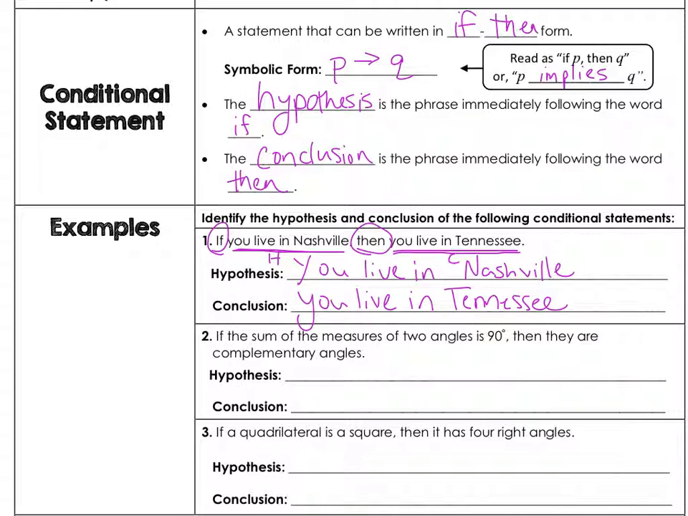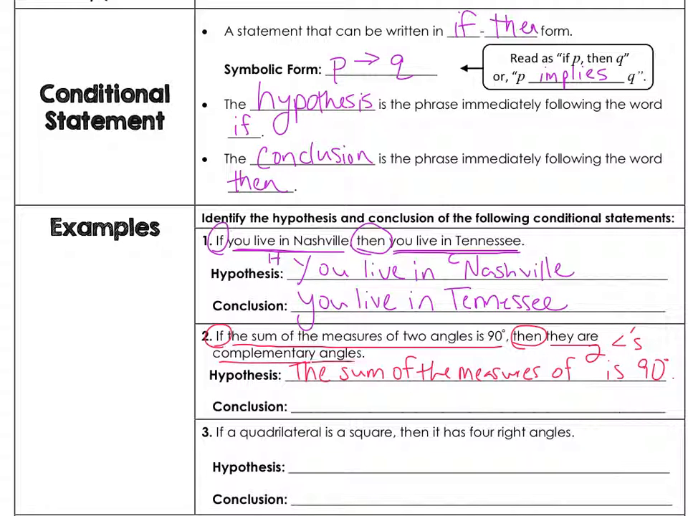While we're writing these, you also want to think of if it's true or false. So if we live in Nashville, then we live in Tennessee. That's always going to be the case because Nashville is in the state of Tennessee. For number 2, if the sum of the measures of two angles is 90 degrees, then they are complementary angles. Remember, you're looking for the if part, and right after it is going to be our hypothesis. So we write the sum of the measures of two angles is 90 degrees. Next, we are going to be writing the conclusion. You want to look for the then of your sentence, and after it, they are complementary angles is our conclusion.